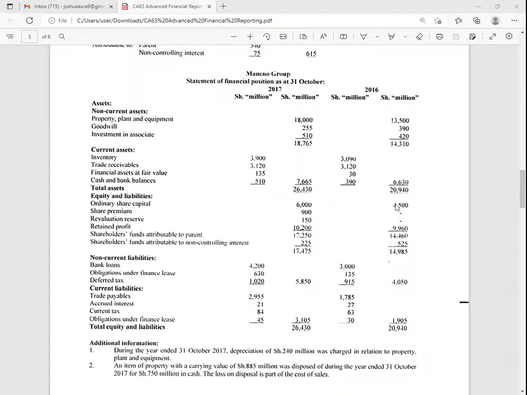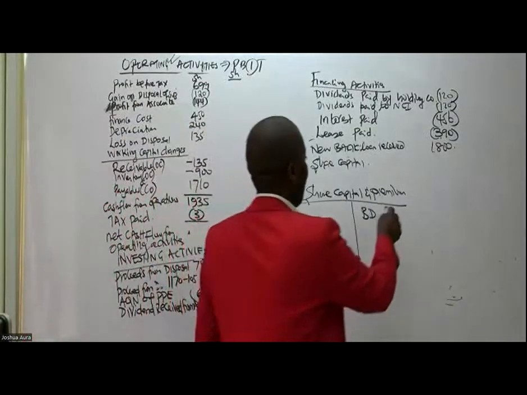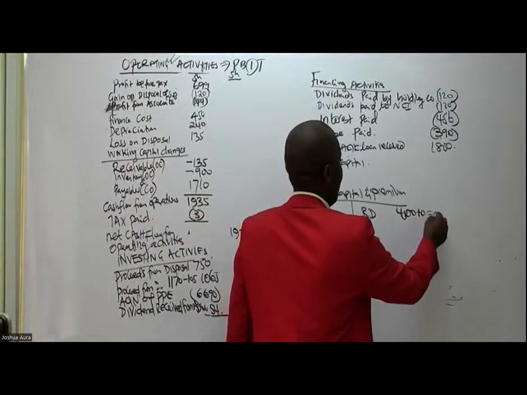I can see premium and the share capital. We began with 4,500 and 6. Whenever you see the two of them, you combine them. So we have here share capital and the premium. We want to combine. So brought down, I can see share capital is 4,500 plus 0, which gives me 4,500.